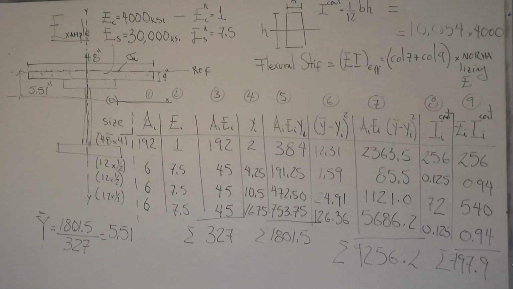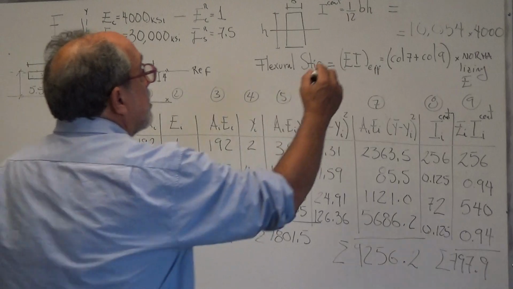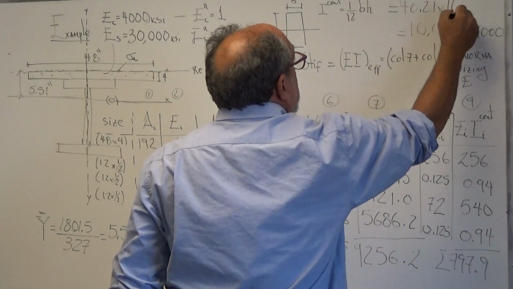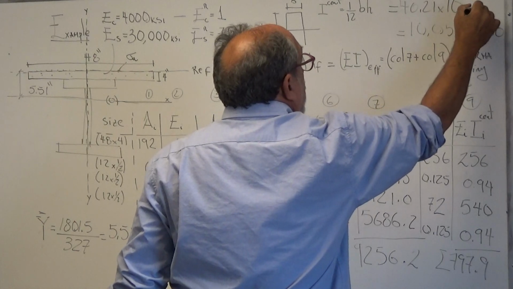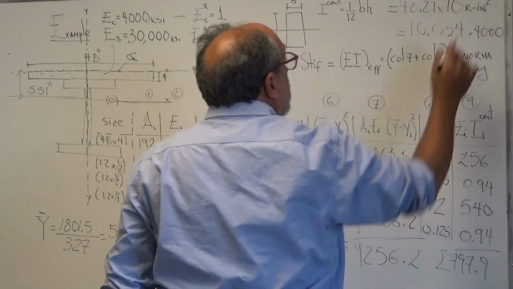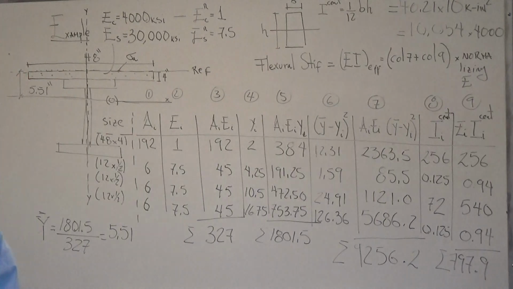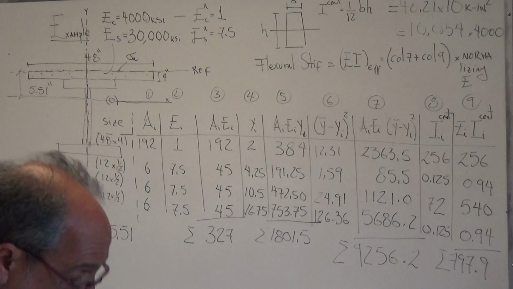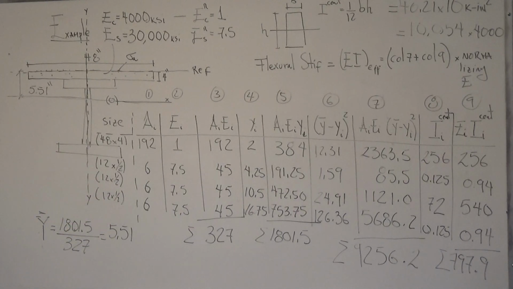But anyway, it's 40.21 times 10 to the 6. And because we're using kips and inches, it turns out that the flexural stiffness is in kip inches squared. You can convince yourself that that is the case, that the units are that. So 40.21 times 10 to the 6.